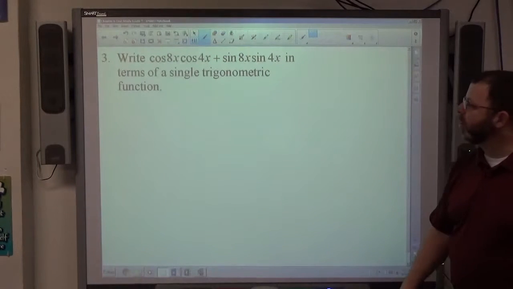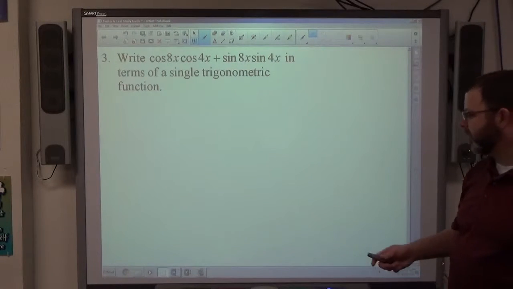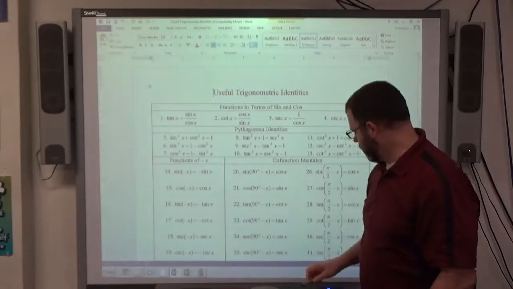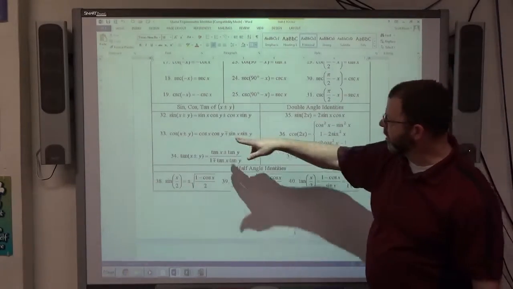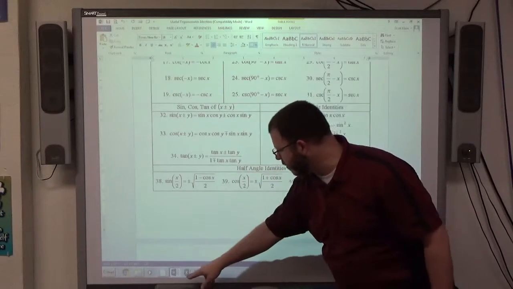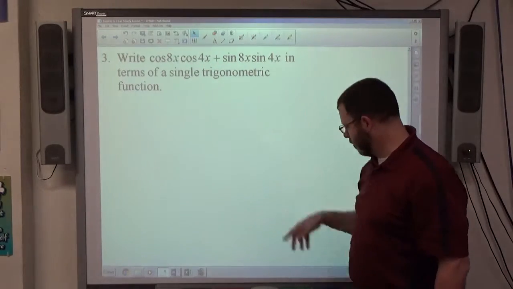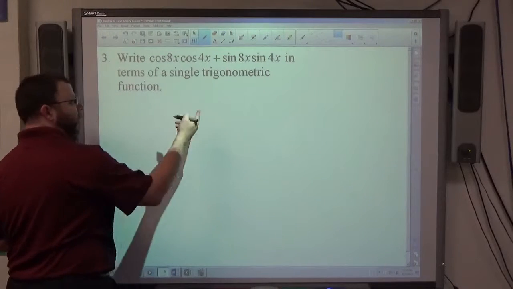Number 3, write cosine of 8x cosine of 4x plus sine of 8x times sine of 4x in terms of a single trigonometric function. Got my useful trig sheet here just so we can look at it. What we're trying to do is compare that to one of these structures. If you look at 33, cosine of 2 angles minus or plus sine of 2 angles, that's what's going on in our problem. Cosine of 2 angles plus sine of 2 angles. So that's just cosine of a sum identity, and we're going from the left hand to the right hand side.